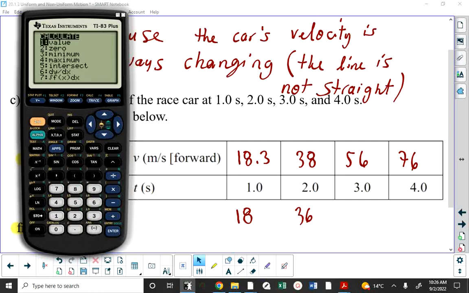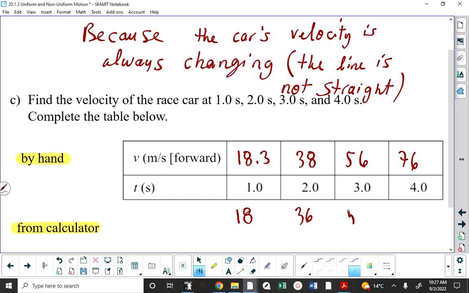We can do it at 3 and get 54. We can do it at 4 and get 72. So now we know the speeds.